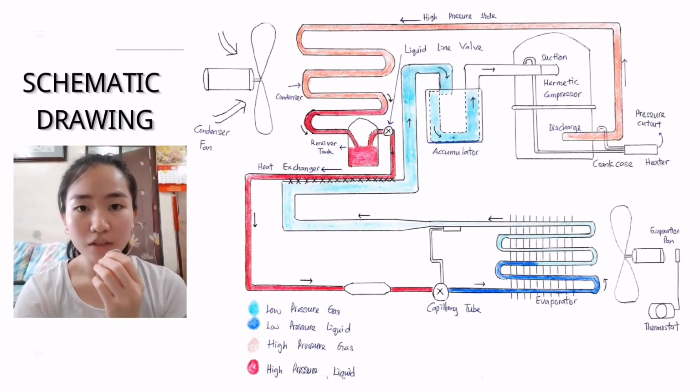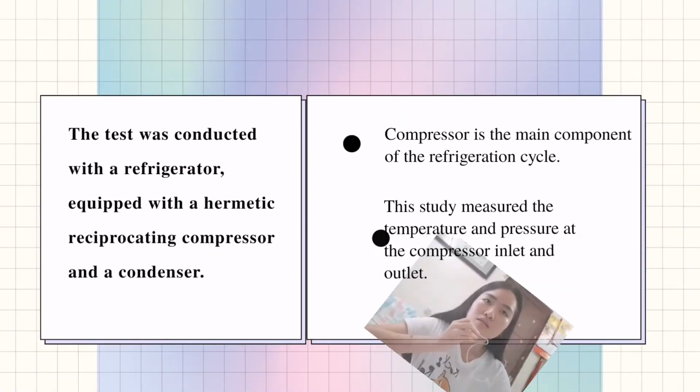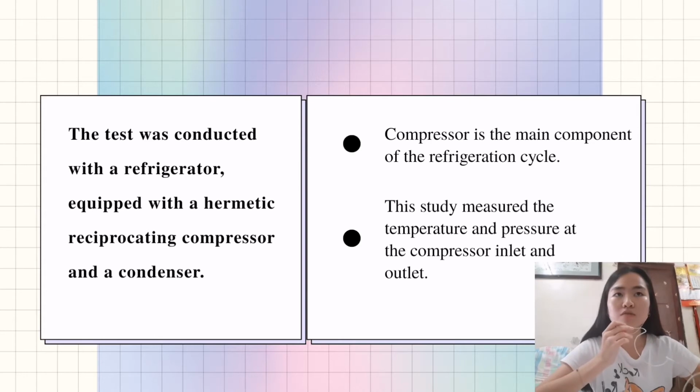The next one is the schematic drawing and the explanation. This is the schematic drawing set up from our experiment. The tests were conducted with a refrigerator equipped with a hermetic reciprocating compressor and a natural draft wire and tube condenser. The compressor is the main component of the refrigeration cycle, as electrical power is required to supply the required mass flow rate of refrigerant for the system and establish the pressure difference between the evaporator and condenser.